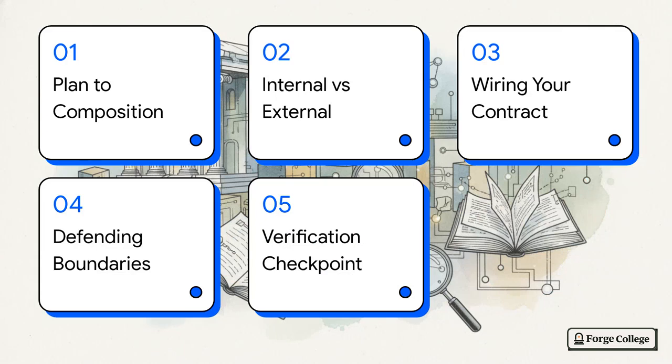Okay, let's map out our agenda for today. 1. From planning to composition. 2. Internal versus external helpers. 3. Wiring your smart contract. 4. Defending the boundaries. And 5. The verification checkpoint. Let's just dive right in.